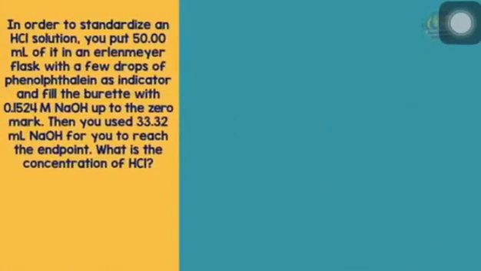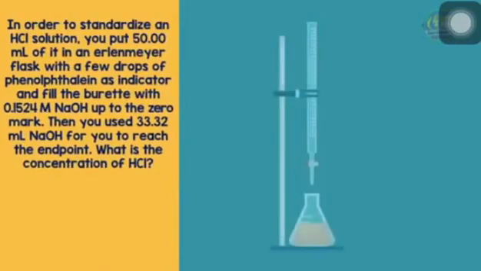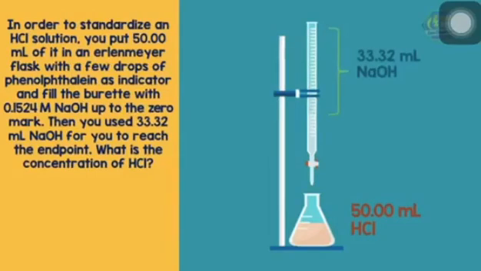In order to standardize an HCl solution, you put 50 ml of it in an Erlenmeyer flask with a few drops of phenolphthalein as an indicator and fill the burette with 0.152 molarity sodium hydroxide up to the 0 mark. Then you use 33.32 ml sodium hydroxide to reach the endpoint. So what is the concentration of HCl?